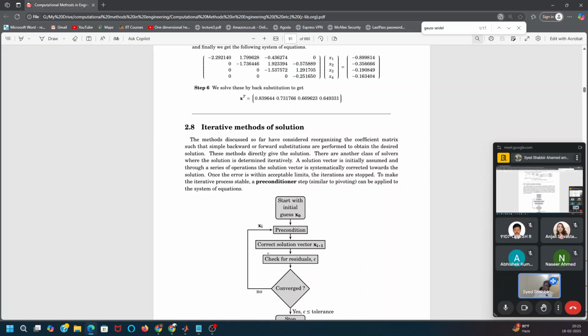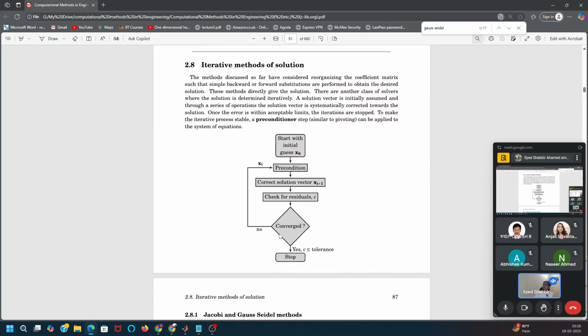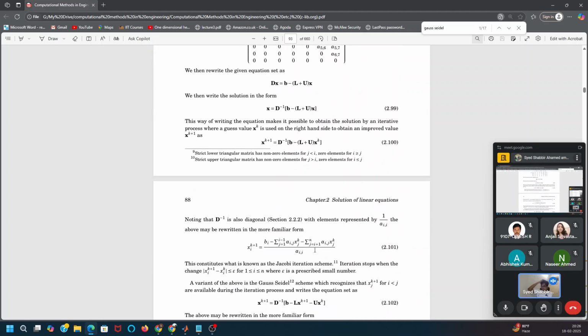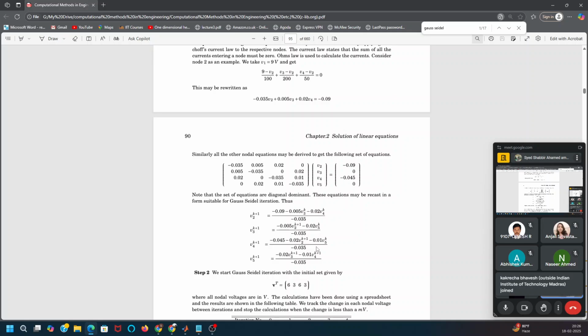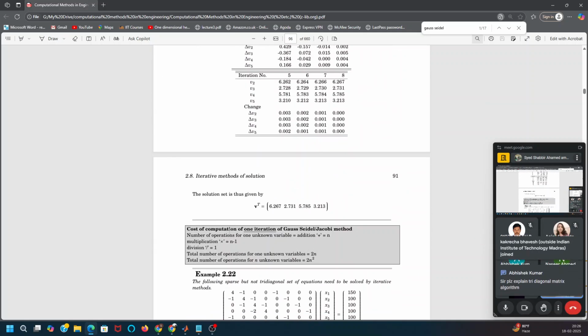Then we will go for the solution using the Gauss-Seidel method or the Jacobi method, and then we will see if it is converging. If it does not converge, then you have to go and precondition it again and do the Gauss-Seidel method again. If your solution converges, then you can say the error is less than the tolerance, and you can stop and get the solution. Some kind of preconditioning we have to do, but in this module we have not seen it. If you want to read it, you can go.